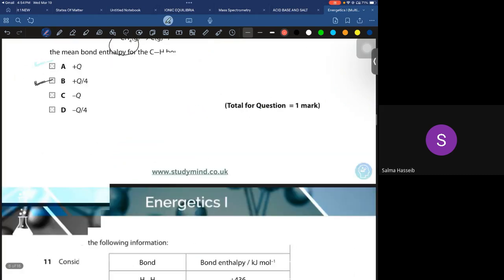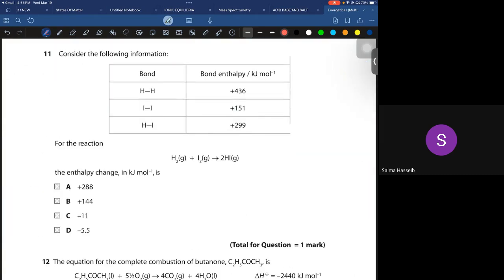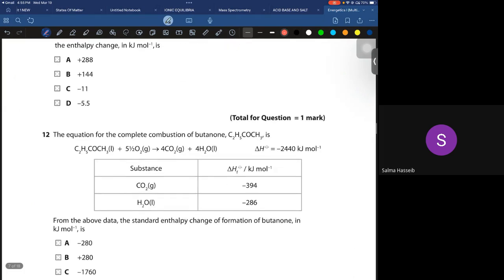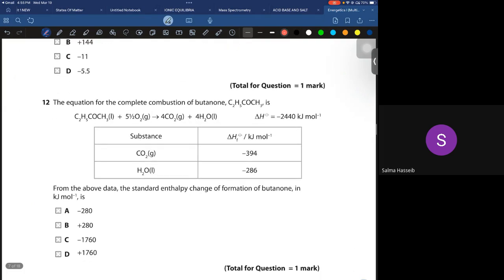Again the same question. I'm skipping this question. This is very easy. See this formation question again. This is the formation question.